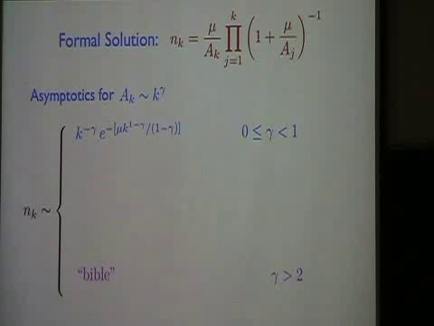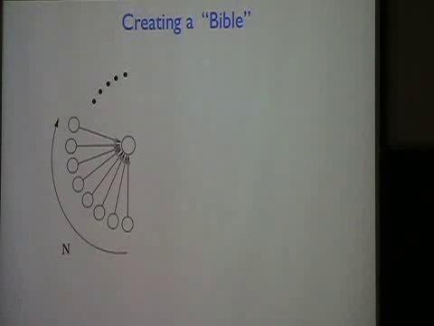On the other hand, if I have gamma larger than 2, one gets what might be called the Bible phase. And what I mean by the Bible phase is this. If the attachment rate is so much biased towards a high degree node, you can have the following situation. Here is a Bible, and all of us in this room, because the Bible is so famous and so popular, we all cite the Bible. So the next paper I write, I cite the Bible.